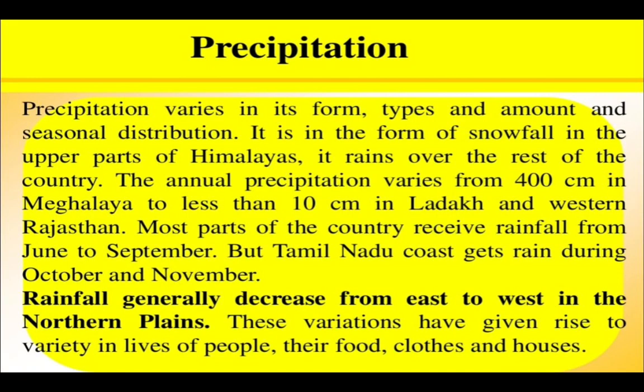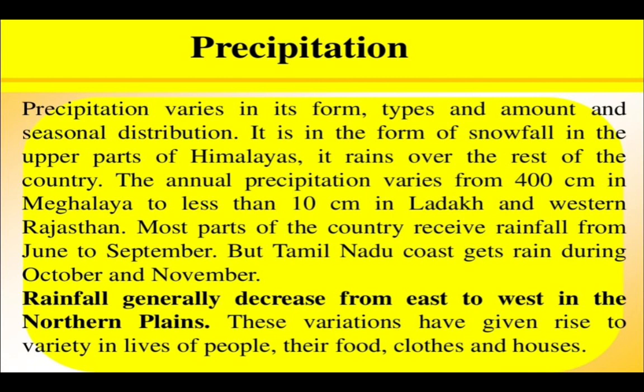Then we see precipitation. So precipitation varies in its form, types and amounts and seasonal distribution. It is in the form of snowfall in the upper parts of Himalayas. We know what do we mean by precipitation. Precipitation is the falling down of water in the form of rain, hail or snow. It rains over the rest of the country. So in Himalayas, precipitation is in the form of snowfall. But in other part of country, it is just normal rainfall.